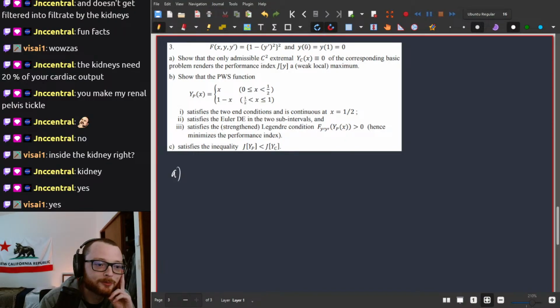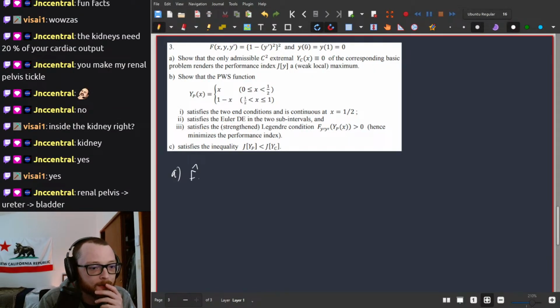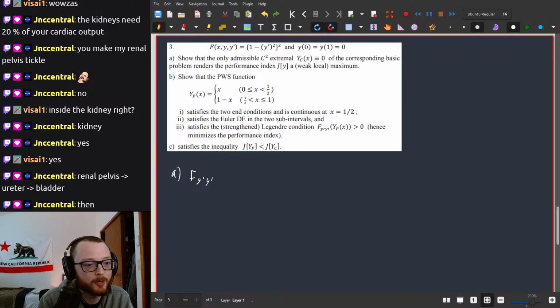C2 extremal. I think we're being asked to show the Lagrange condition or Legendre condition and maybe the Jacobi. So f hat y prime y prime. Let's just start with f y prime y prime.